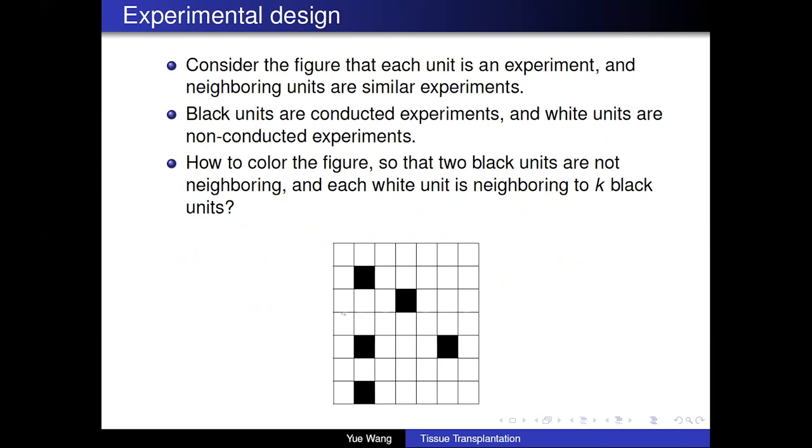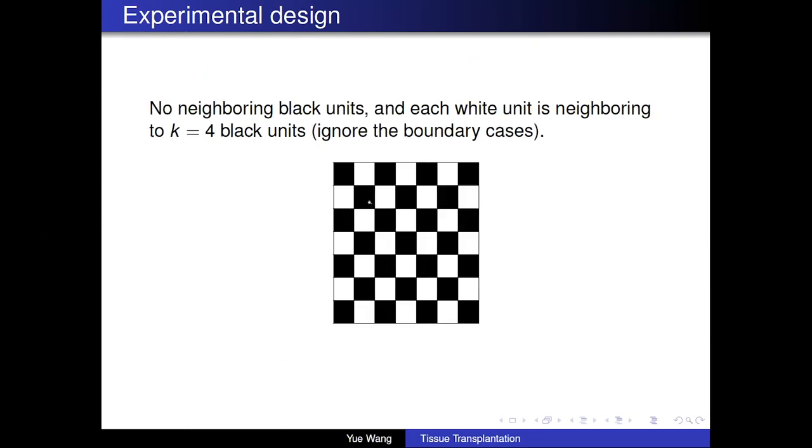So consider this figure, that each unit is an experiment, and neighboring units are similar experiments. Each black unit is a conducted experiment, and each white unit is a non-conducted experiment. Now the question is, given this figure, how should we color it so that two black units are not neighboring, and each white unit is neighboring to exactly k black units? So for k equals 4, this is the coloring method. You can see that two black units are not neighboring, and for each white unit, if it is not on the boundary, then it is neighboring to exactly k equals 4 black units.